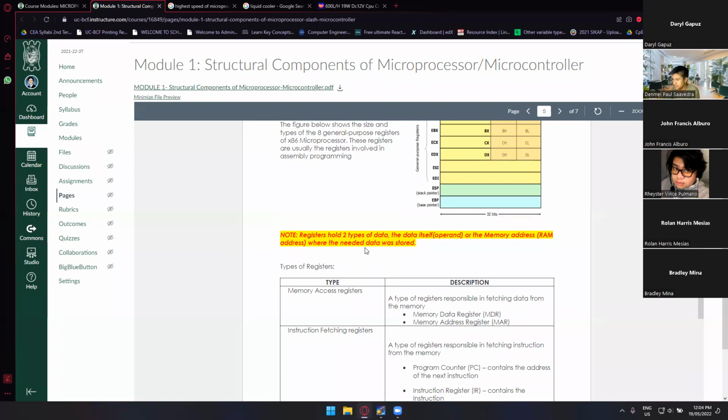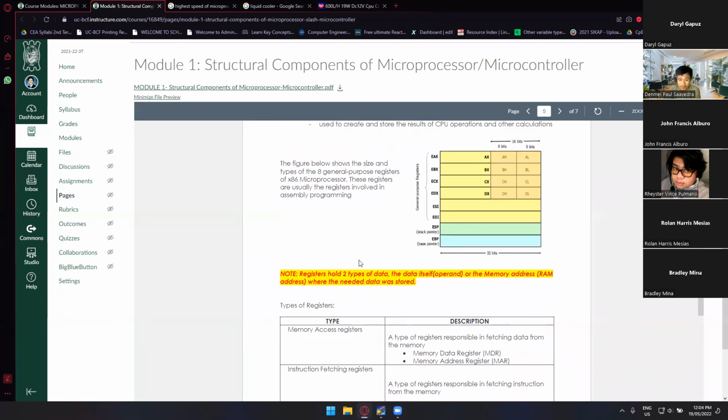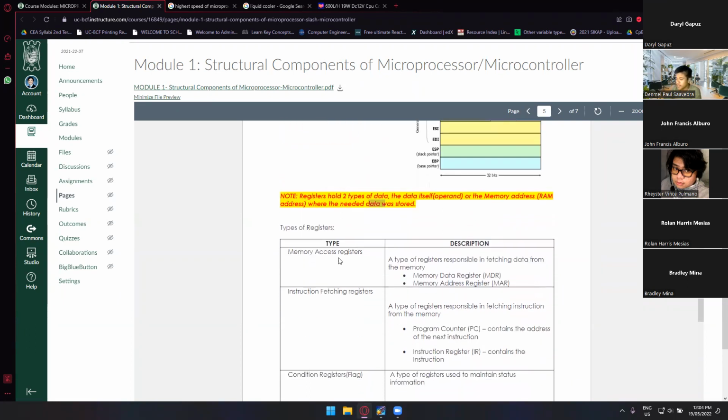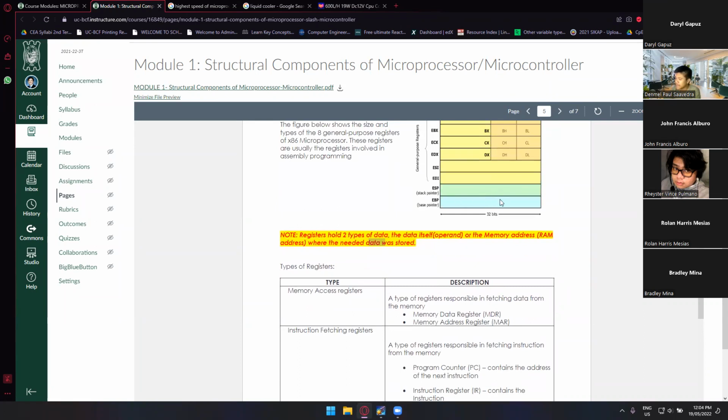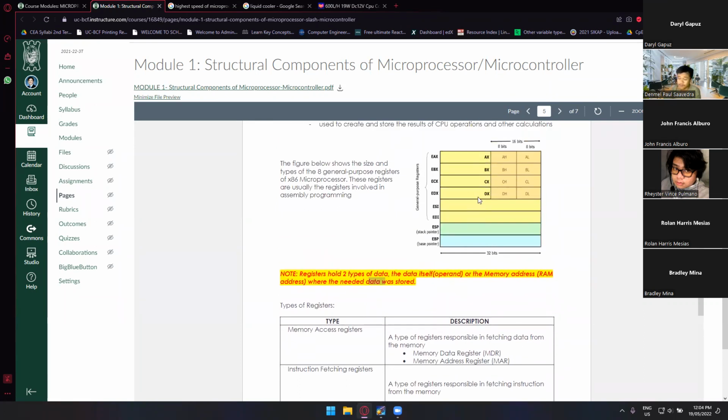So the first thing that you guys need to take note of is probably this one. The registers hold 2 types of data. So each register, let's say this part right here, can hold 2 data. The first one is the operand, and the second one is the data itself that is being stored onto that specific register. Okay. Well, anyway, probably you will appreciate this one once you've done some programming.